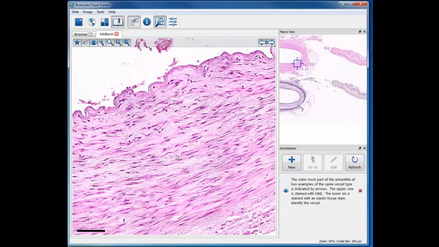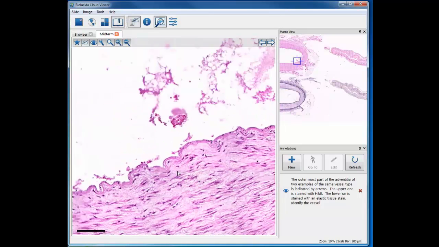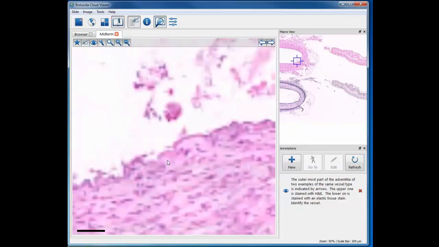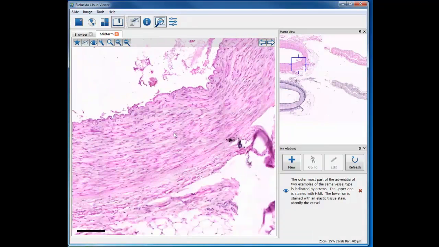If you're looking at the H&E and enlarging it, and you look closely, you can see the media is composed of many layers of smooth muscle cells. I don't know whether you recognize it or not, but this dark pink staining structure here is the internal elastic membrane. And if you zoom out, you can see the adventitia.